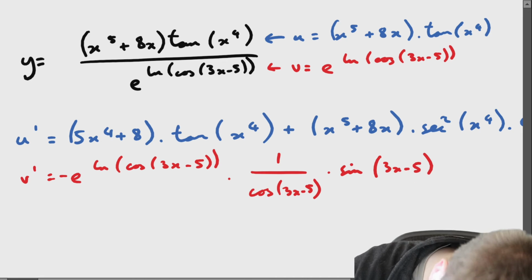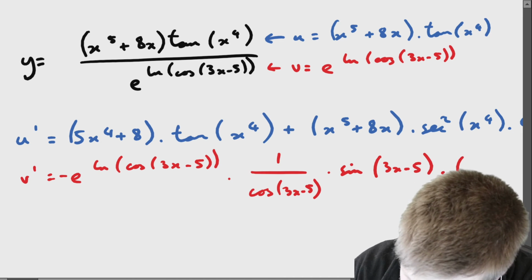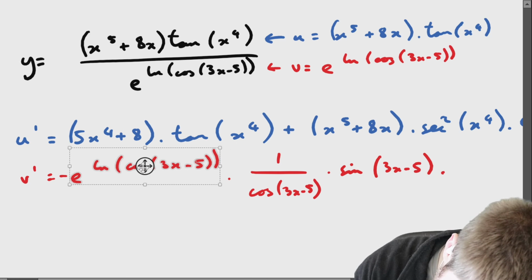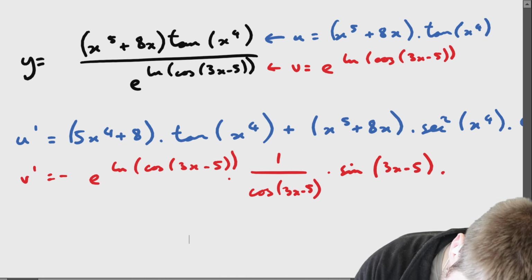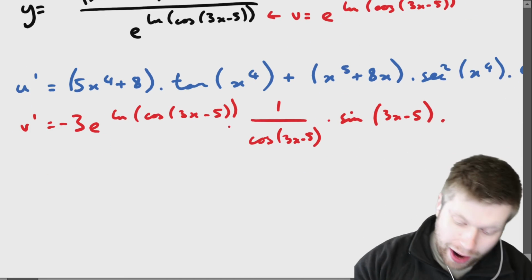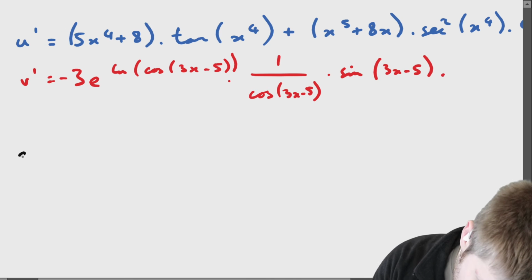And then finally, I'm going to multiply by the derivative of 3x minus 5, which of course is just 3. So again, I'm going to stick the 3 out the front here, so I don't have to worry about putting brackets in. It just makes it look a bit nicer. Now I'm in a position where I can actually find the derivative of my quotient.